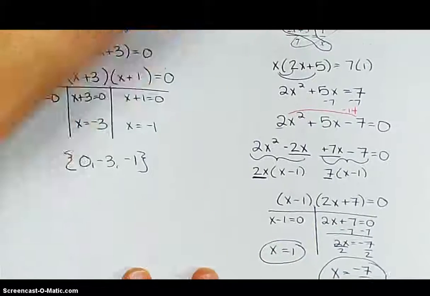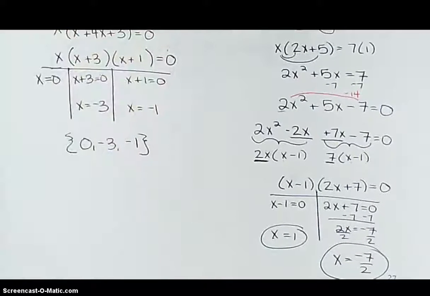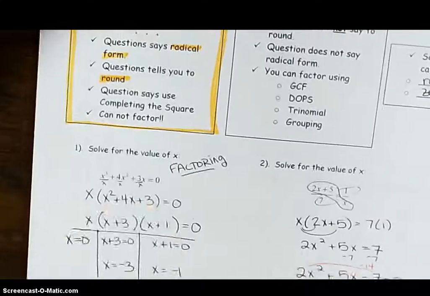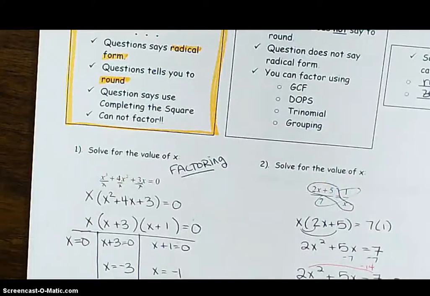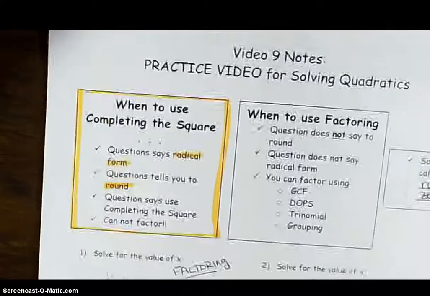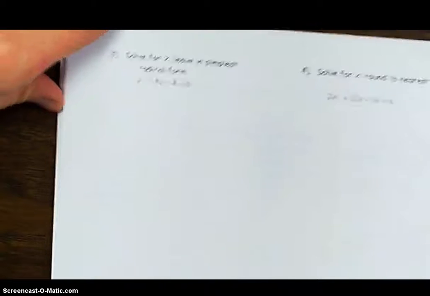And now we've got our final answer there, so you can see that. Okay, so both of our first two we solved by factoring because it didn't tell us to round and it didn't tell us to have a radical as an answer. So let's flip the page over and let's take a look at number 3.